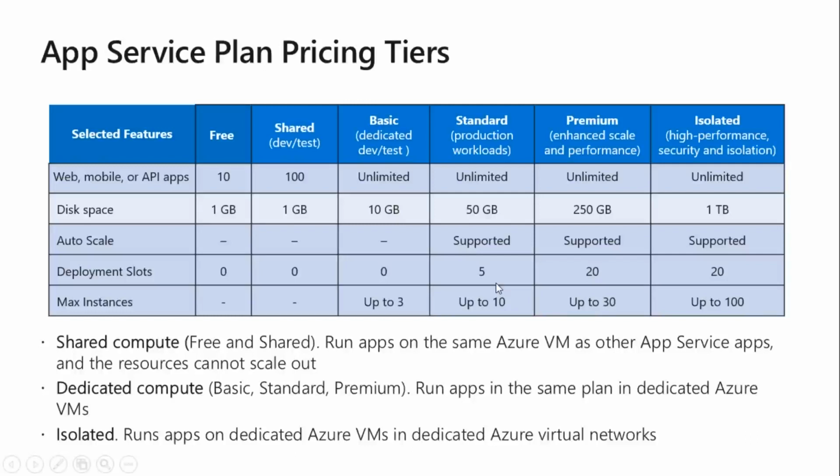So how many slots can you create, testing, production, and staging? It depends on the service plan. For free, shared, and basic, there are no slots available, but from the standard, slots are available. Maximum instances, you can create a maximum of 3 instances in case of basic. For standard, there are 10 instances, for premium, there are 30 instances you can create, and for isolated, there are 100 instances.